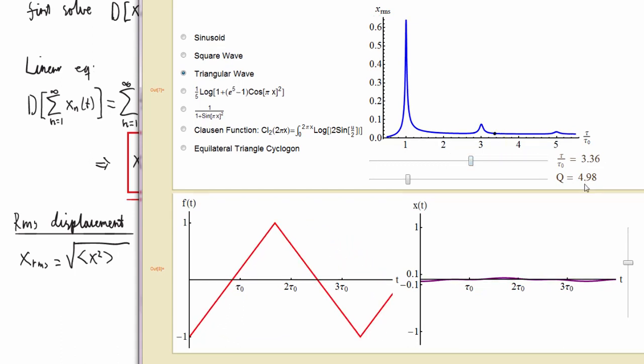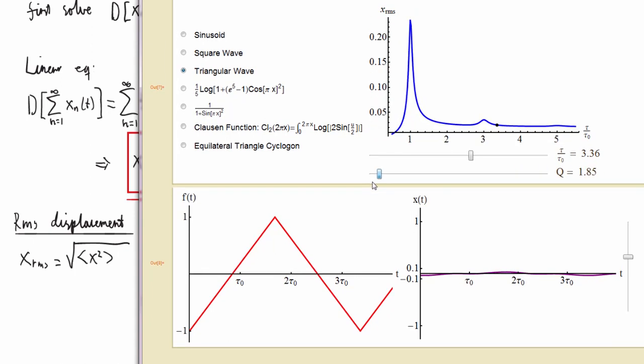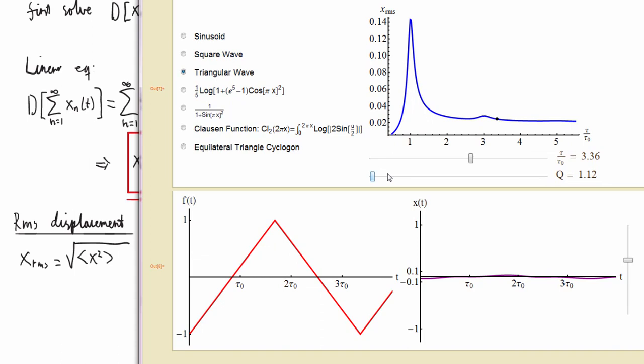This is now at a Q of 5. I can change the Q. Higher Qs means that all the resonances become sharper and higher. And smaller Q means that the resonances become wider. Right.